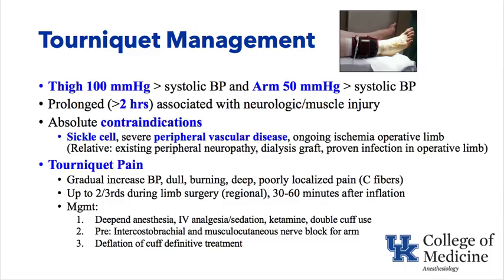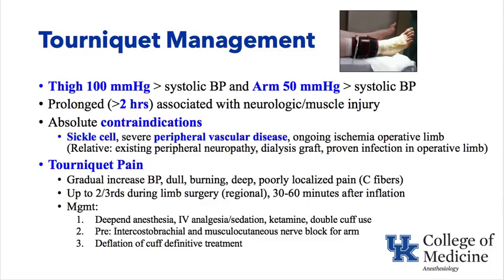There are some absolute contraindications to tourniquet management. A sickle cell patient, if you put up a tourniquet, that extremity becomes hypoxic, low oxygen levels, and the red blood cells will sickle. Severe peripheral vascular disease, patients who are having ischemia in the operative limb. There are some relative contraindications like an existing peripheral neuropathy, a dialysis graft, an infection in the operative limb.